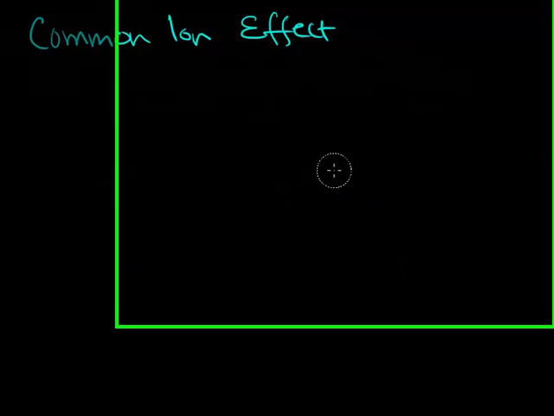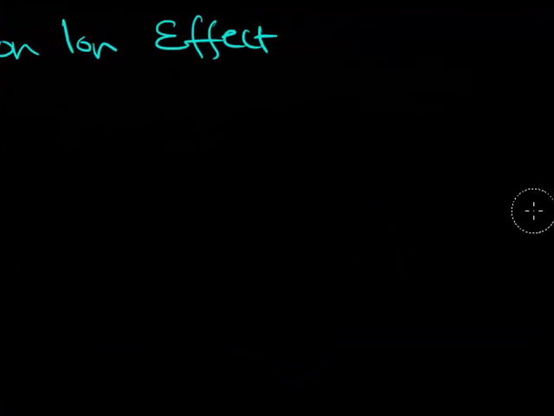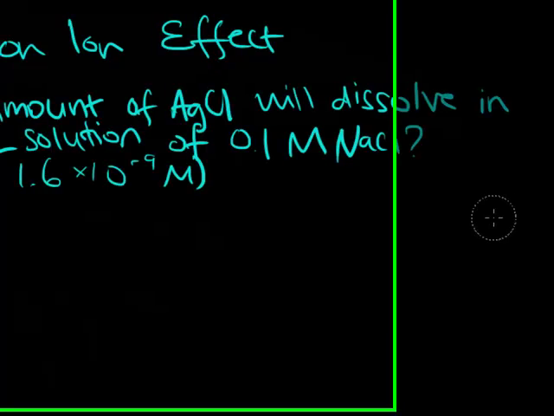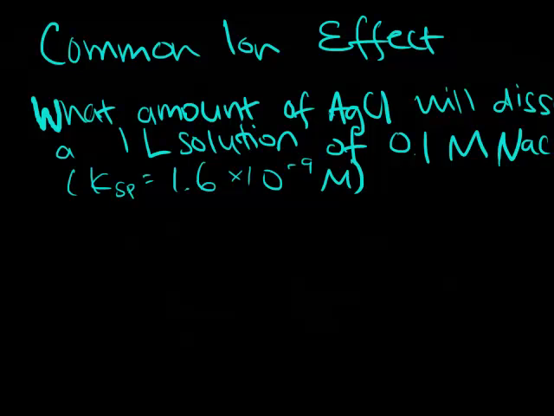Now we are going to learn about the common ion effect. This can be demonstrated with a sample problem. What amount of AgCl will dissolve in a 1 liter solution of 0.1 molarity NaCl with a Ksp of 1.6 times 10 to the negative 9 molarity?